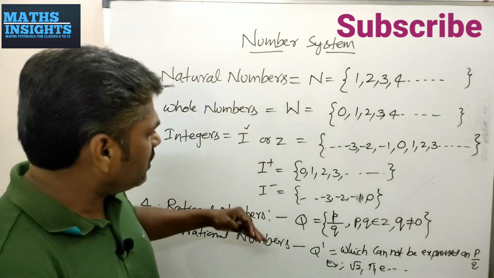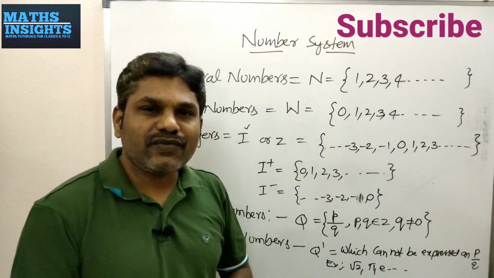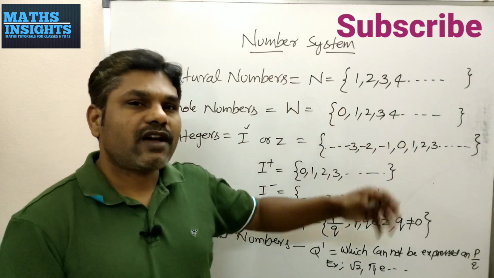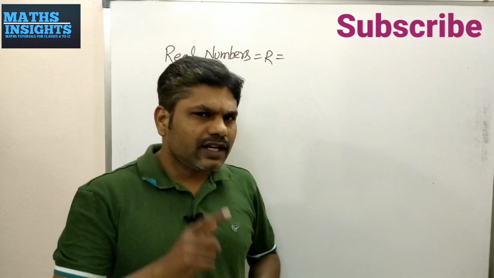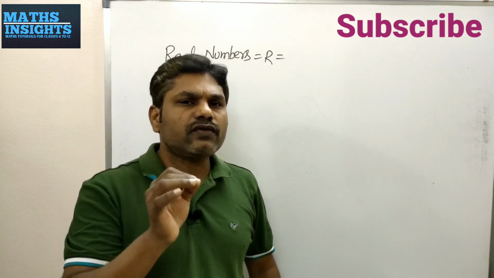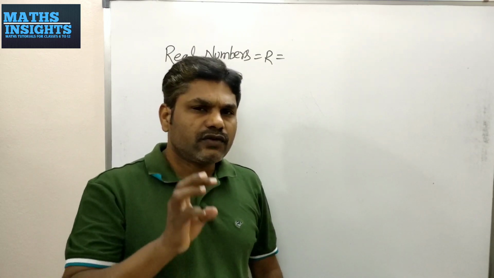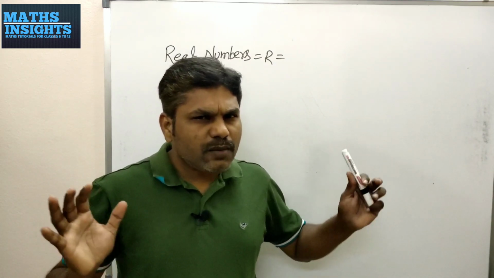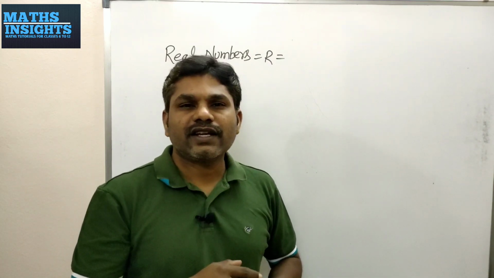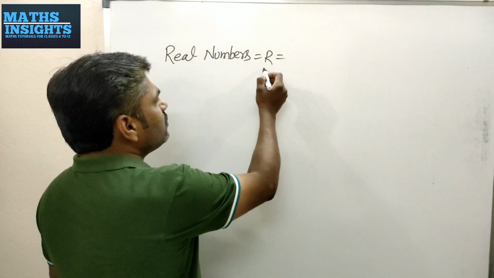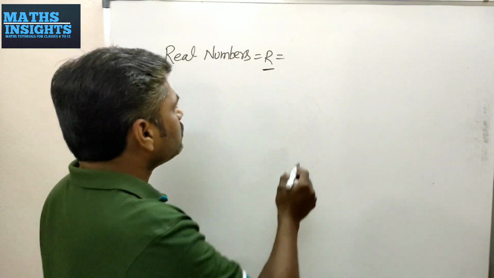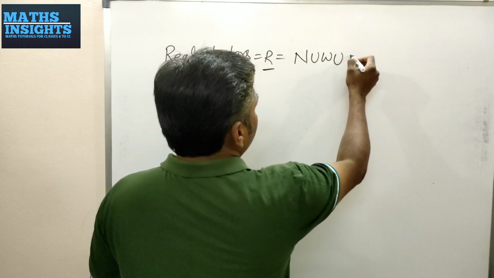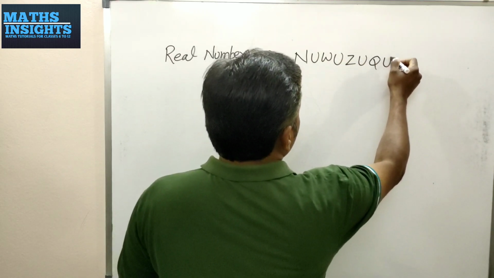Okay, all these sets are called real numbers. If you combine all these numbers, we will have a name called real numbers. I will explain this by having a Venn diagram. So real numbers are defined as the union of all the sets which we discussed. We discussed natural numbers, whole numbers, integers, rational numbers, irrational numbers. If you combine all those sets of numbers, you will get a set which is called real numbers. You have to represent it with R. So the set of R is the union of natural numbers, union whole numbers, union integers, union rational numbers, union irrational numbers.